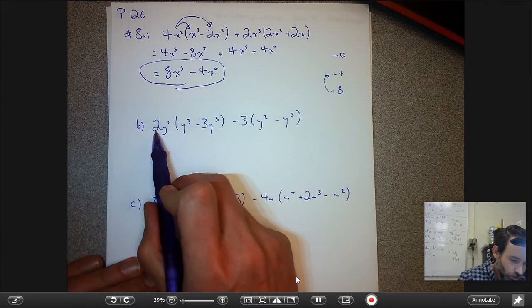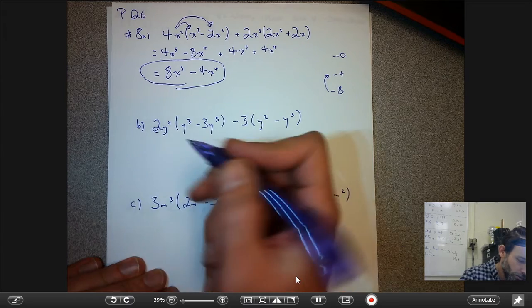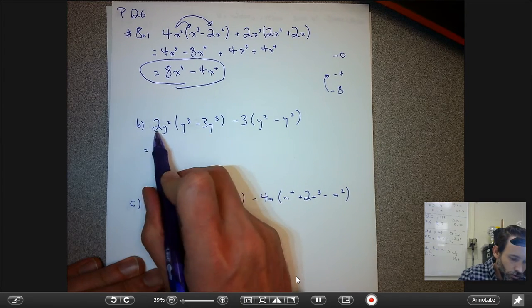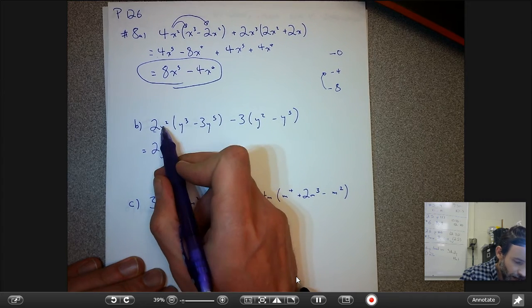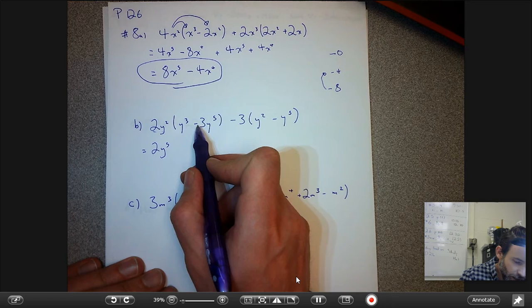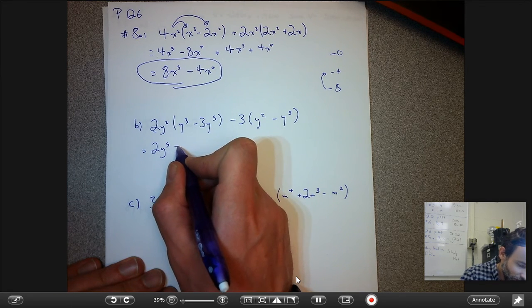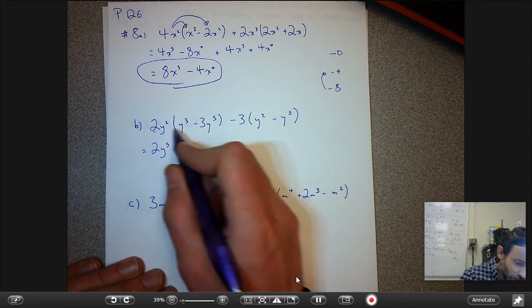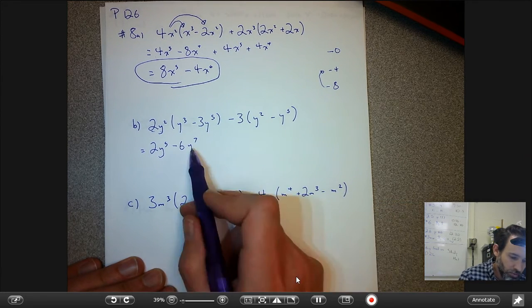Next question. 2y squared times y to the 3 minus 3, blah, blah. You know how to read, so I'm not going to read it for you. 2y squared times y to the 3, that's 2y to the 5. I add the exponents together because I'm multiplying. 2y squared times minus 3y to the 5. It's 2 times 3, negative 3, that's negative 6. Y squared times y to the 5 is y to the 7. Whoa, that's a big exponent.